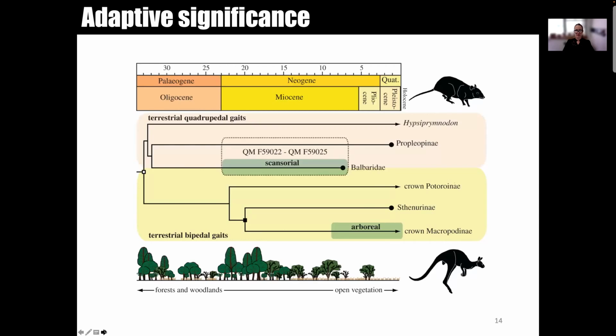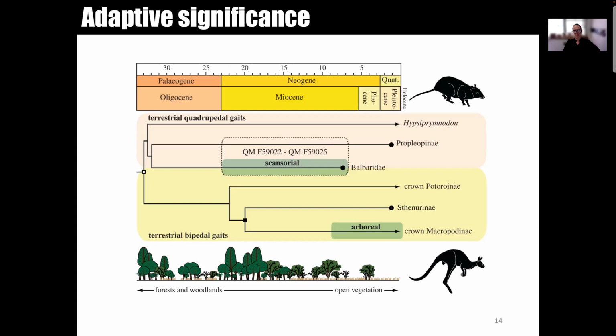So here we have a phylogenetic timescale of the macropodids, depicting the convergent appearance of both arboreal and scansorial locomotion. So this is in green down here, which occurred in the barbarids and the crown macropodids.